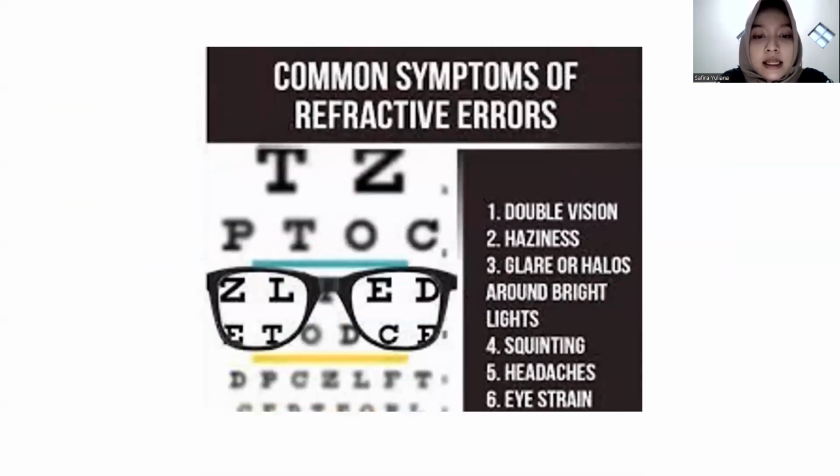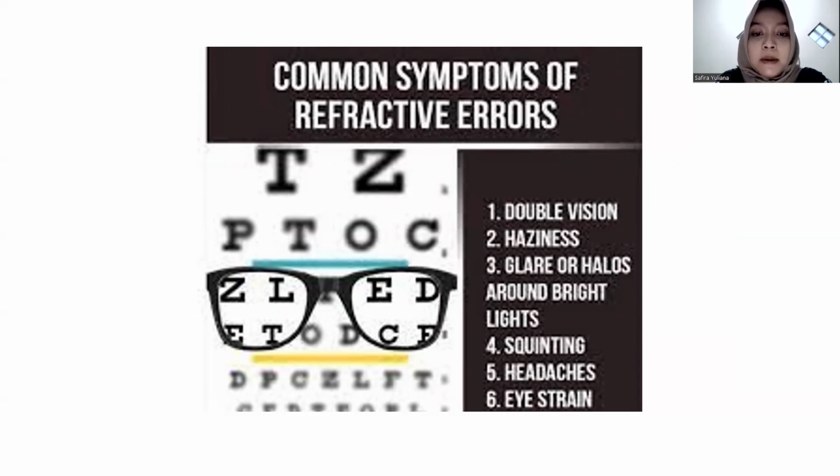Next slide: what are the symptoms of refractive errors? The most common symptom of a refractive error is blurred vision. Patients report symptoms of eye strain and blurring with difficulty in prolonged reading. Symptoms of double vision, haziness, glare or halos around bright lights, squinting, and headache may also occur.